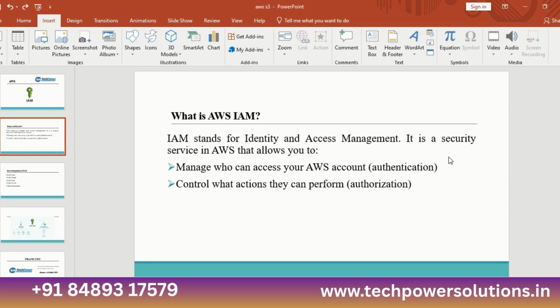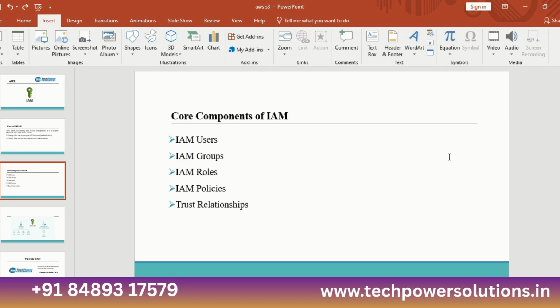And then why IAM is important. So it prevents unauthorized access, and then it follows the principle of least privilege. It gives only necessary permissions, and then it helps secure your cloud environment. Then core concepts of IAM.